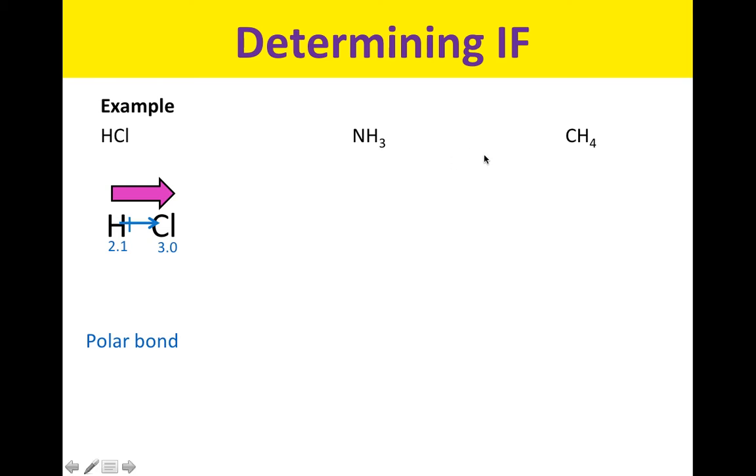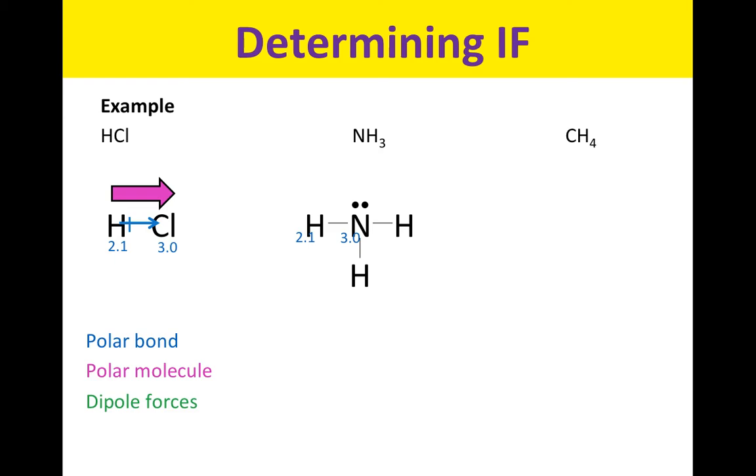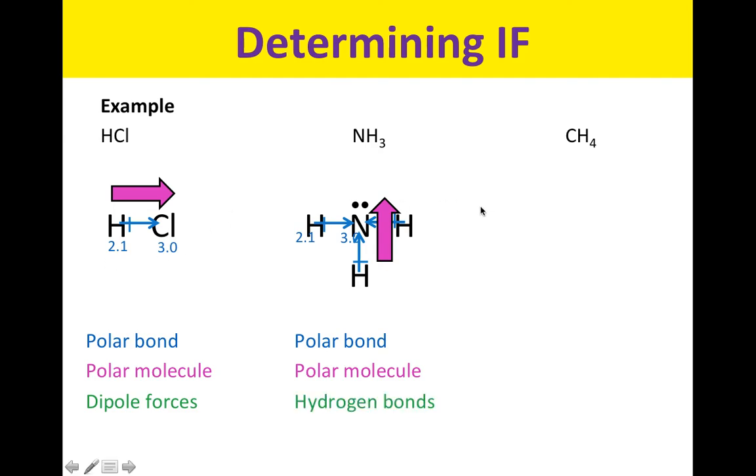So HCl, take a look at the electronegativity. This is the bond polarity. This is the overall polarity. So this is a polar bond, a polar molecule, and you will have dipole-dipole forces between the two molecules. If you take a look at ammonia, between hydrogen and nitrogen, you will have a bond polarity that looks like this. However, the polarity of the molecule is towards the lone pair, so it is a polar molecule. Also, it has a highly electronegative atom with a hydrogen, so it is a hydrogen bond.